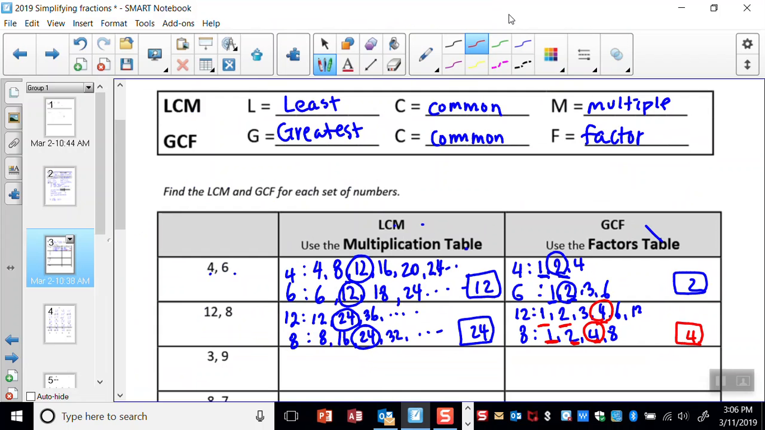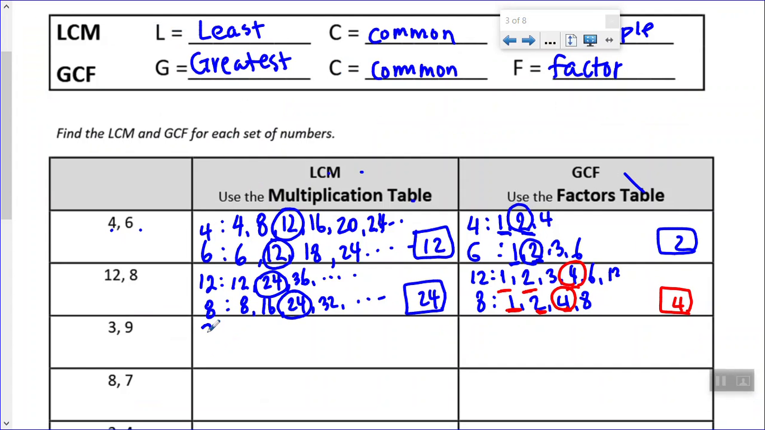And 3 and 9. I'll go back to blue. What are the multiples of 3? You have 3 times 1, 3, 3 times 2, 6, 3 times 3, 9, 3 times 4 is 12, it goes on. What are the multiples of 9? 9 times 1, 9, 9 times 2, 18, 9 times 3 is 27. But we found that you have 9 and 9, so 9 is the LCM of 3 and 9.